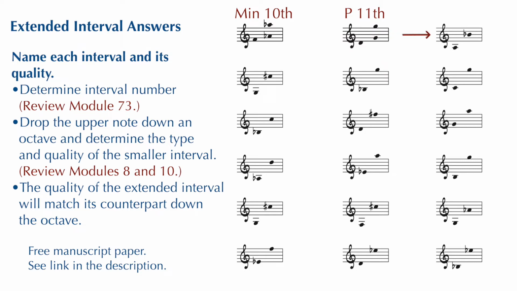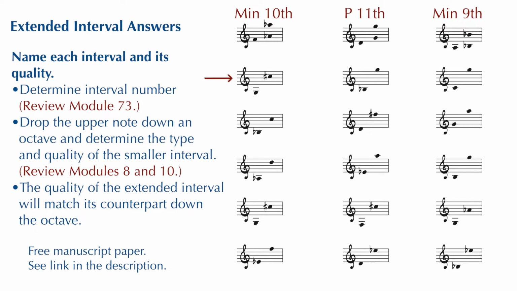Number 3, low A to the B flat in the middle of the staff. That's going to be a ninth of some sort. Drop that B flat down an octave, and we have an interval of a minor second. So the extended interval is a minor ninth.